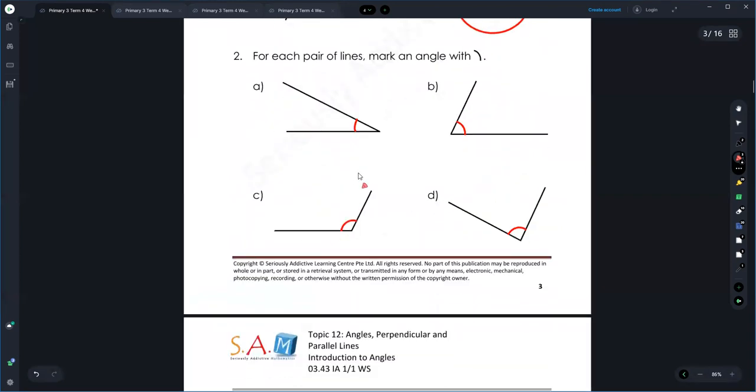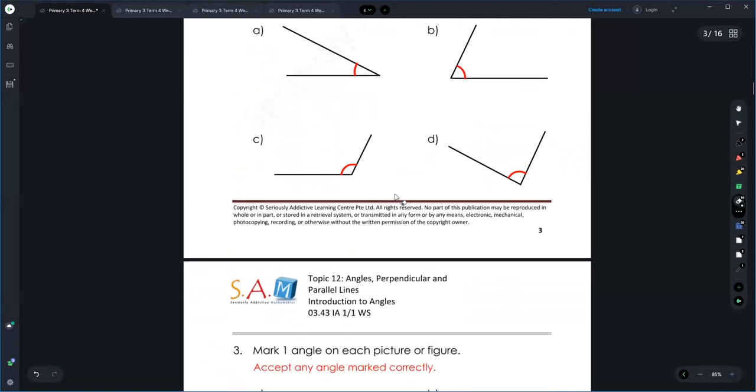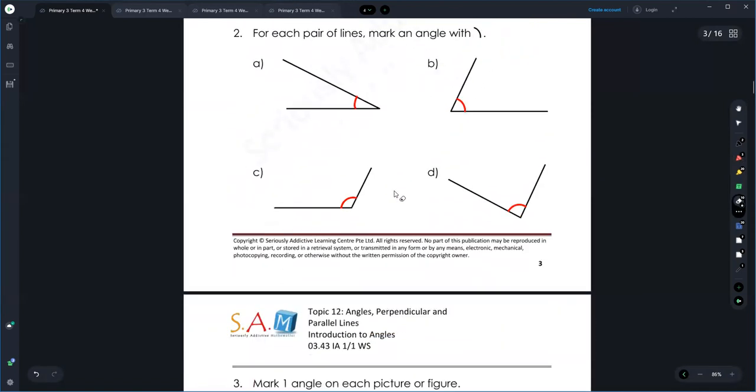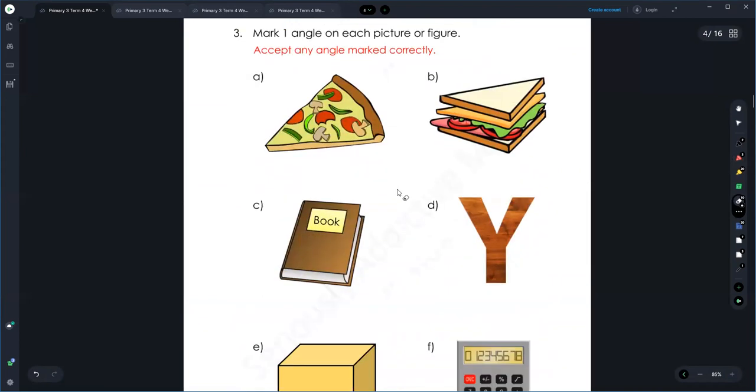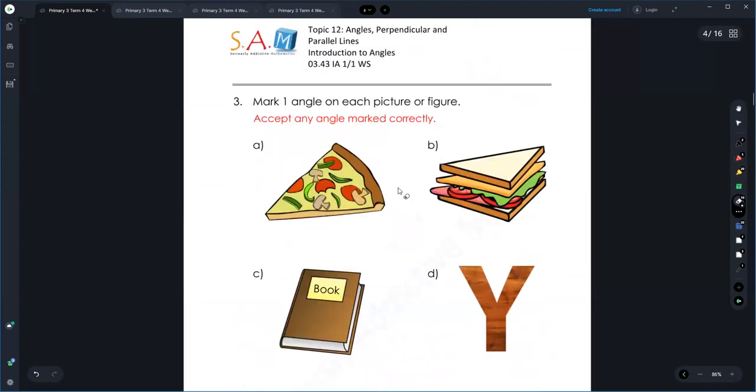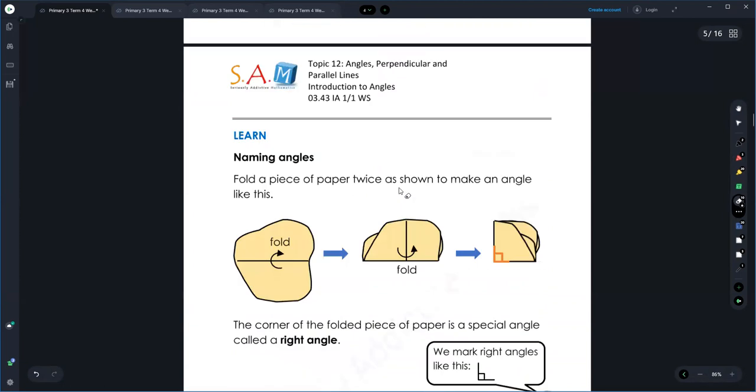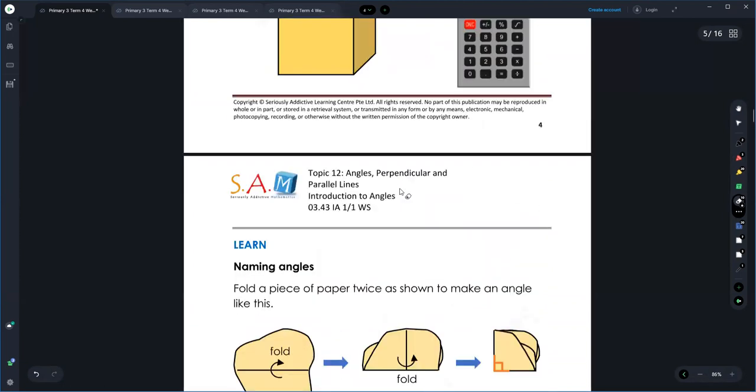Other than that, they can do others. Each pair of lines marked with an angle. If the students are smart enough to do this, it is an angle as well, actually. But let's not confuse them at this point in time. So let's not teach them this. However, if they do it, you may tell the student it is correct, but at this stage in P3, they don't have to worry about it first. Get them to do the guided practice, and then after that, move on to naming angles.